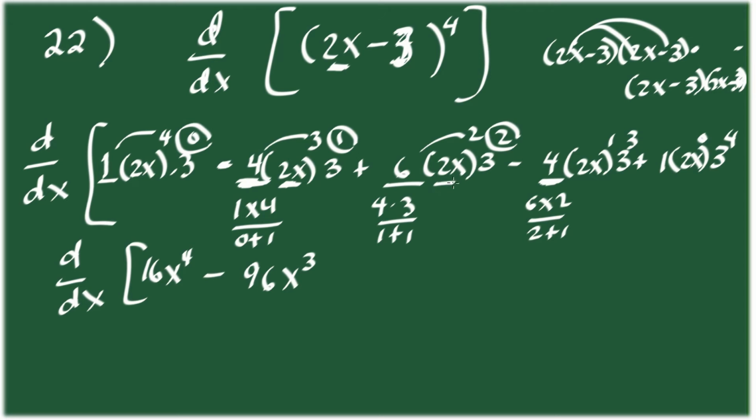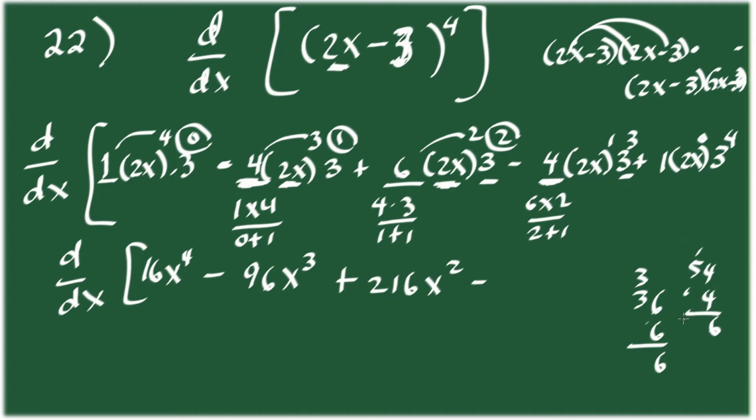How about this one? This is 4x squared. Now 3 squared is 9, so 4 times 9 is 36, and then multiplied by 6. So that's 216. So positive 216x squared. Minus, now this is 27. 27 times 2 is 54. And then 54 times 4 is 216 also. So 216x.